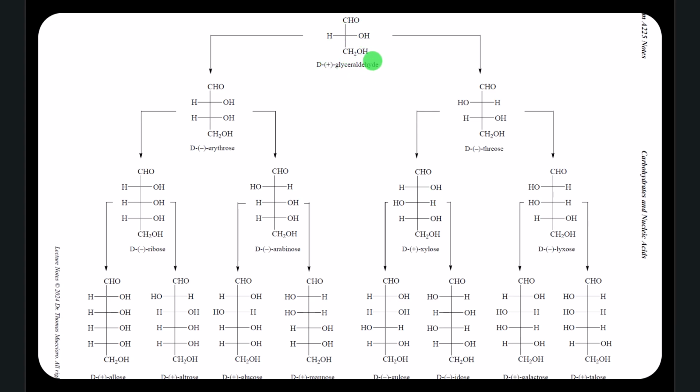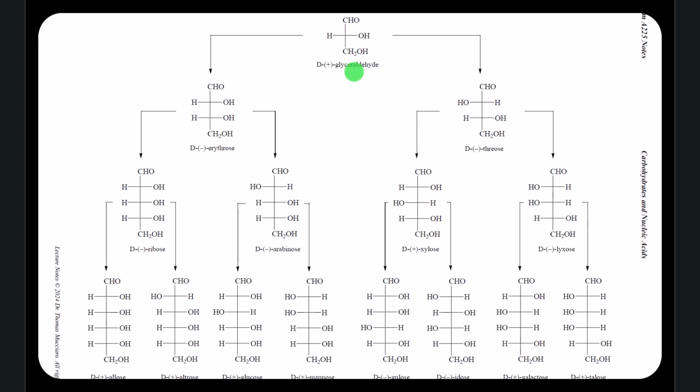You can see that we start from D-glyceraldehyde because we make 1 additional chirality center in a 50-50 mixture of configurations that creates 2 diastereomers of the 4-carbon sugar. Then each of those 2 diastereomers creates 2 diastereomers of the 5-carbon sugar for a total of 4 5-carbon sugars. And then again, each of those diastereomers of the 5-carbon sugar creates 2 diastereomers of the 6-carbon sugars for a total of 8 6-carbon sugars.